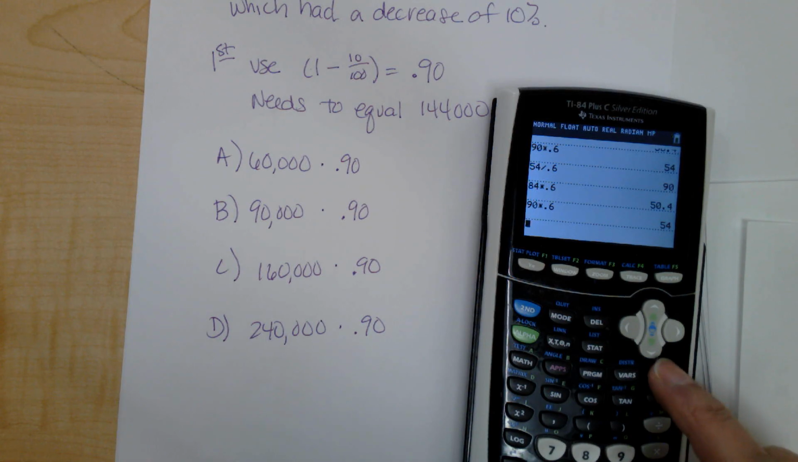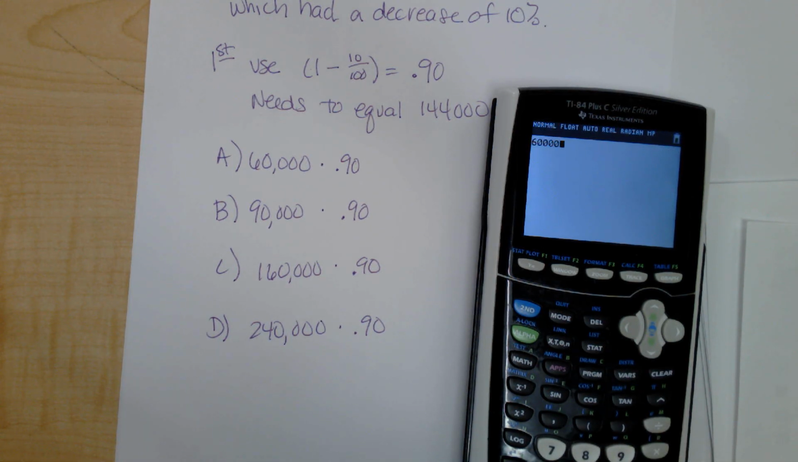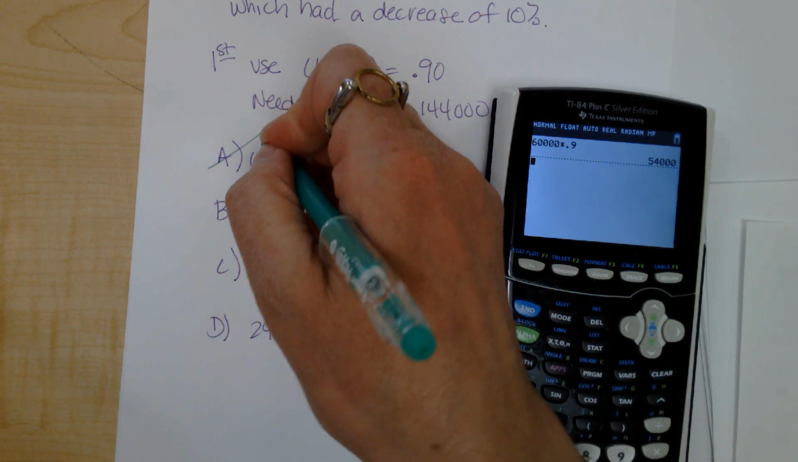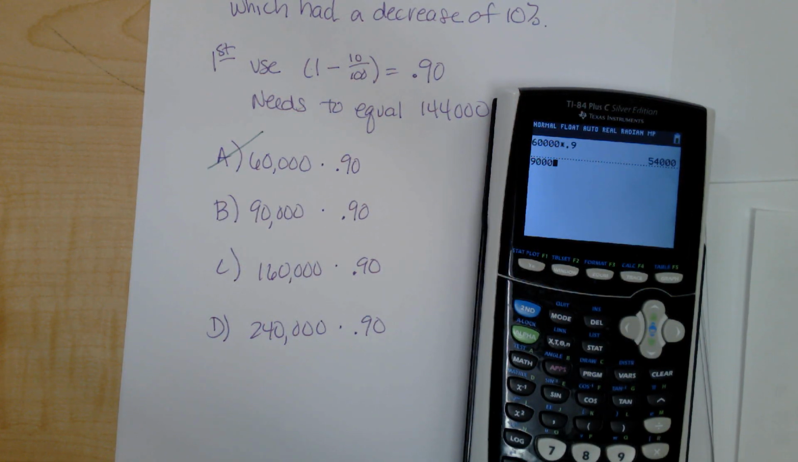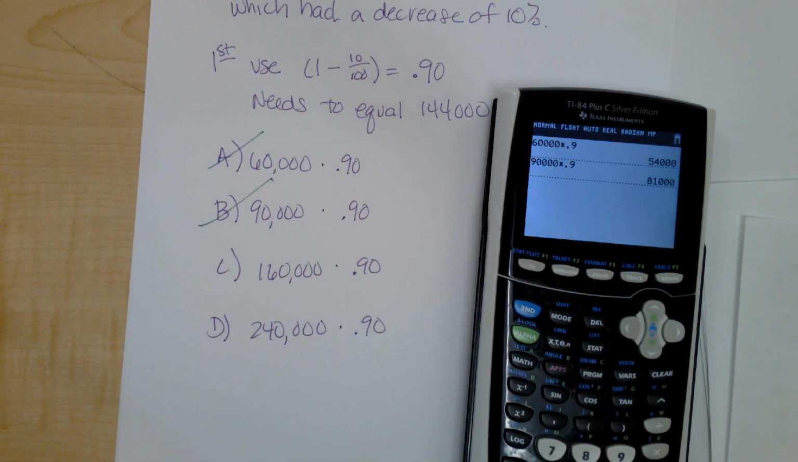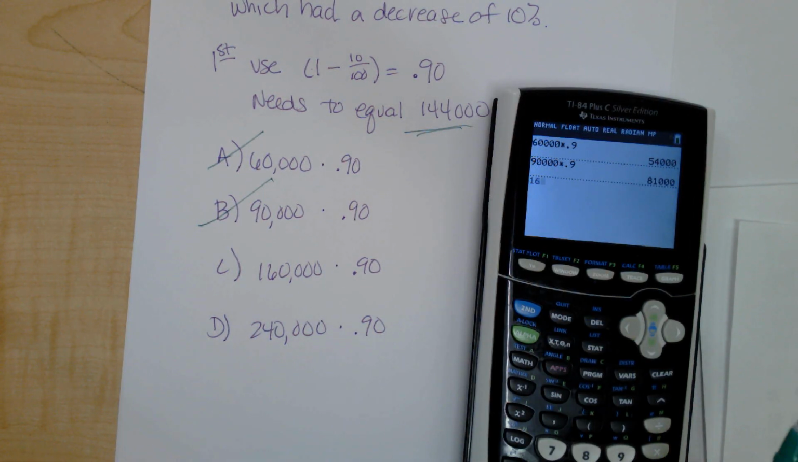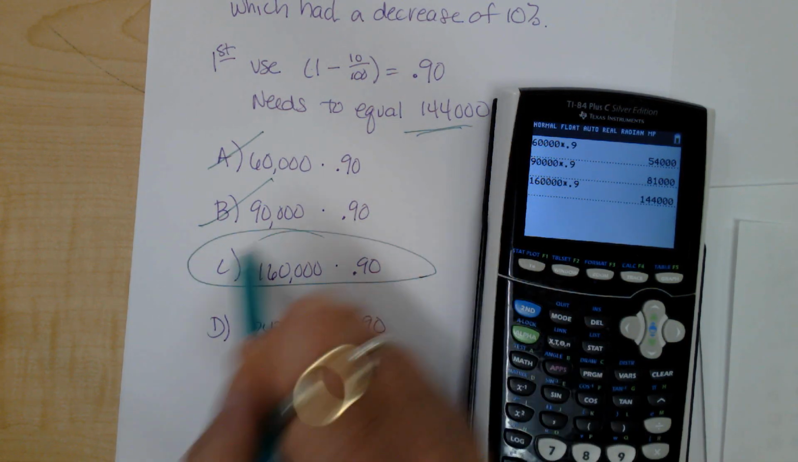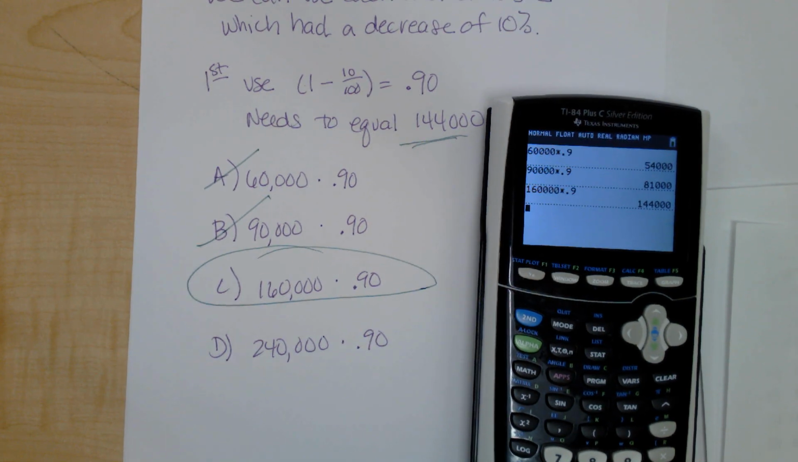We just multiply. So 60,000 times 0.9, that gives us 54. That doesn't work. 90,000 times 0.9, that gives us 81. Nope, we don't want that. Remember, we're looking for this number here. 160 times 0.9. There we go. That's the magic number. So instead of setting up a whole other percent increase, decrease, you could have just used those answers and seen which one equals 0.9.